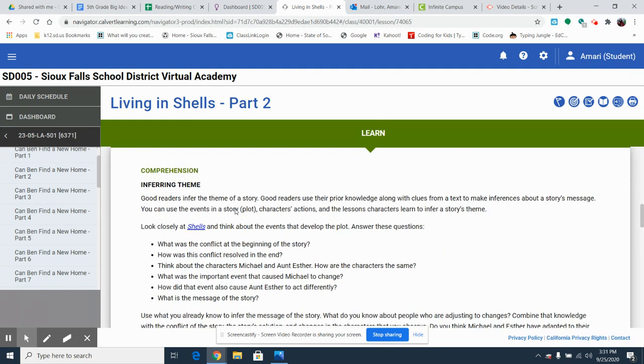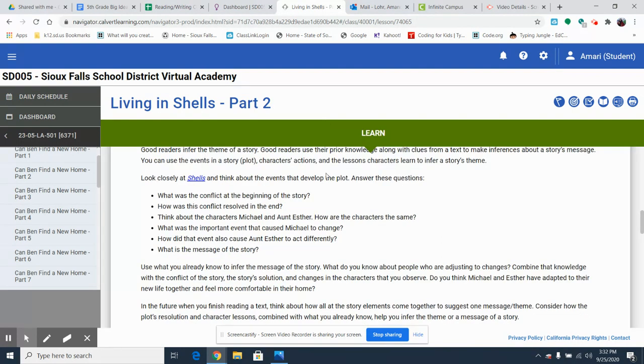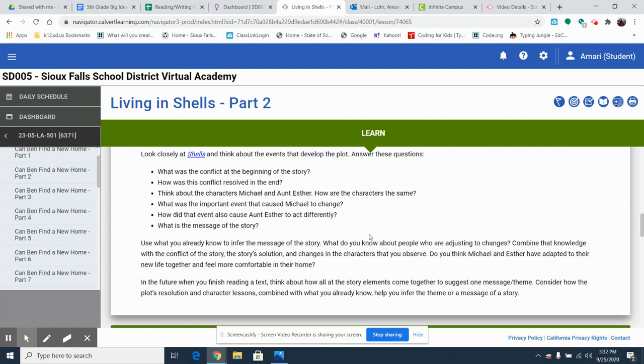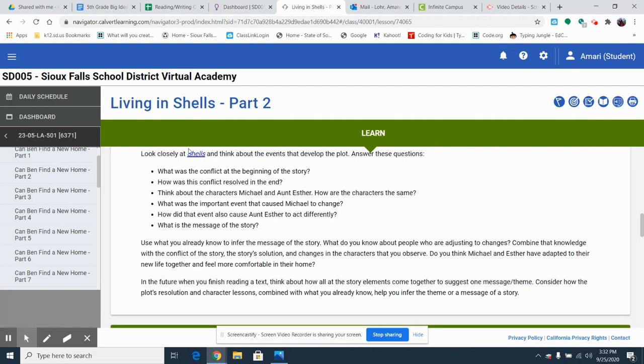All right, the next part is inferring a theme. It says good readers can infer. Basically, when you make an inference, you understand what's taking place. So use your prior knowledge along with clues to make inferences about a story's message. This part can be done with your guided partner or your guided teacher at home. You do not need to answer these in your journal. So you should click on this and then answer these questions with your learning guide.